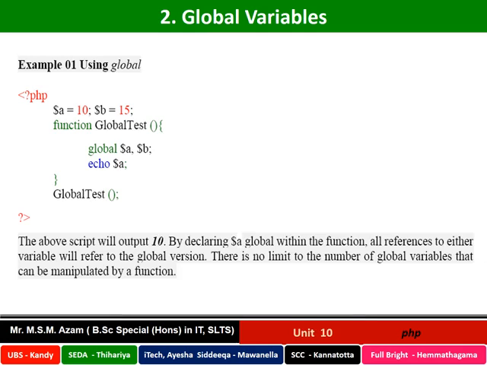After that, I say echo $A. In this case, the above script will output the value 10 by declaring $A global within the function. All reference to either variable will refer to the global version. There is no limit to the number of global variables that can be manipulated by a function in PHP.